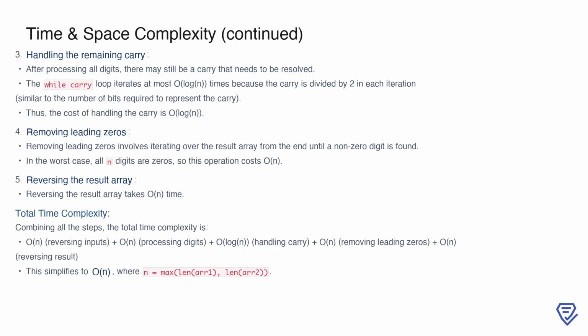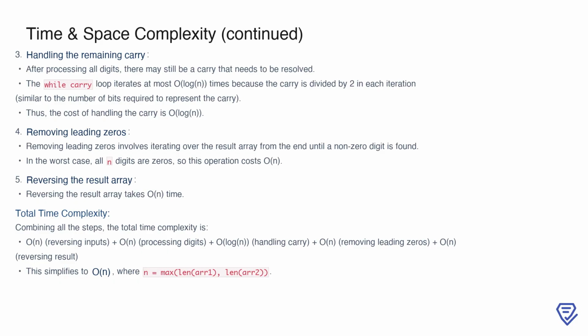The number of iterations here depends on how large the carry is, but each iteration reduces the carry by a factor of 2. This means the loop runs at most log n times, as the carry is essentially being divided in binary. Then, we remove leading zeros from the result array. This involves iterating over the array from the end until we encounter a non-zero digit. In the worst case, if all digits are zeros, this operation costs O(n).